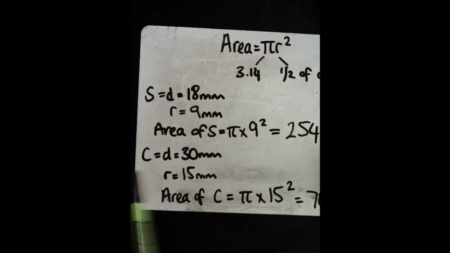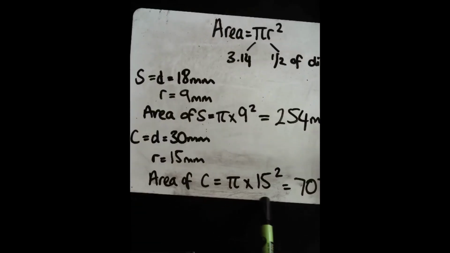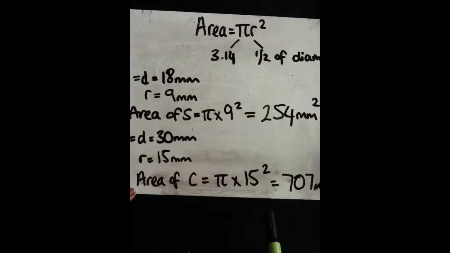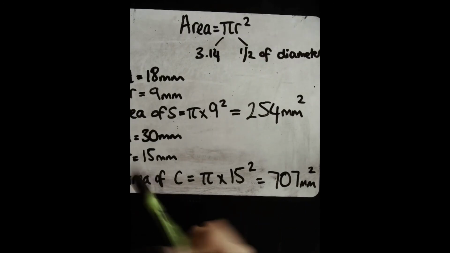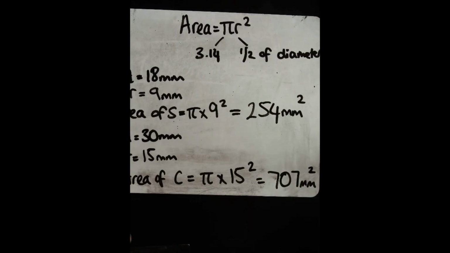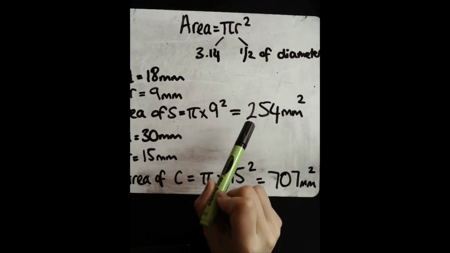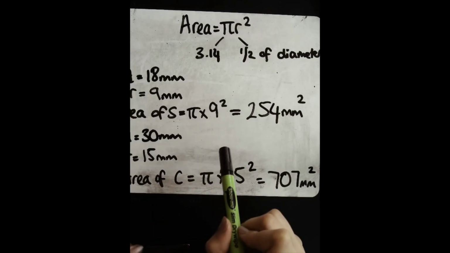And then for antibiotic C, the diameter was 30. Half of that to get the radius is 15 millimeters. And then to work out the area, you do pi, which is 3.14, times 15 squared. 15 squared is 225. So 3.14 times 225 gives you 707 millimeters squared. So we can see that the inhibition zone around C is approximately 3 times larger than the inhibition zone around antibiotic S. As the area of antibiotic C is nearly 3 times bigger than the area of antibiotic S, we can say that antibiotic C is nearly 3 times more effective than antibiotic S.